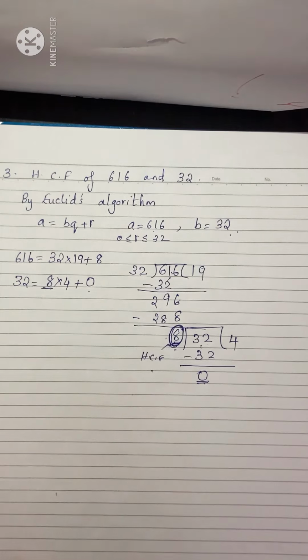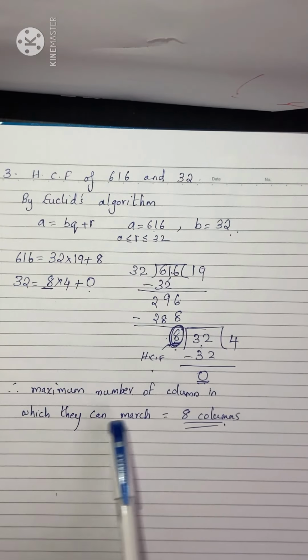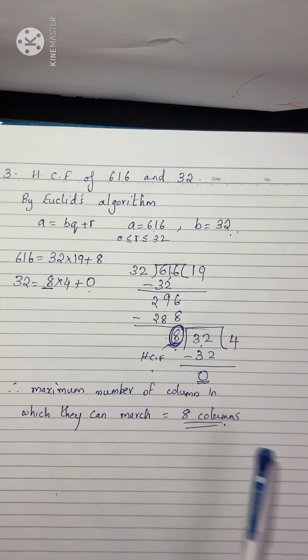Therefore the maximum number of columns in which they can march equals 8 columns.